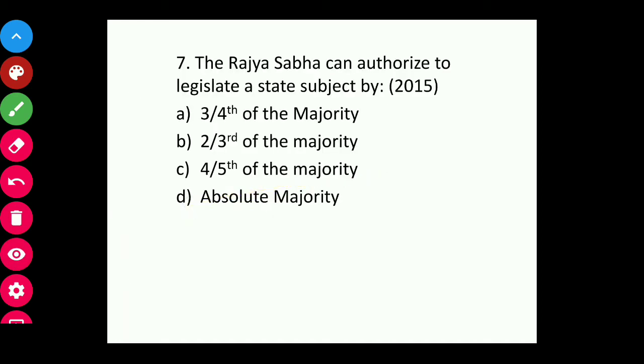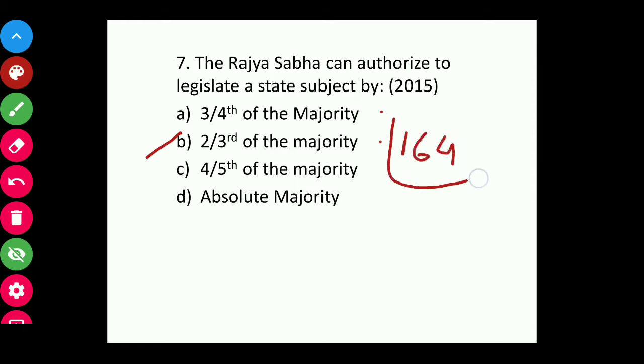Number 7. The Rajya Sabha can authorize Parliament to legislate on a state subject by A. 3/4 of the majority, B. 2/3 of the majority, C. 4/5 of the majority, D. Absolute majority. So the answer is 2/3.